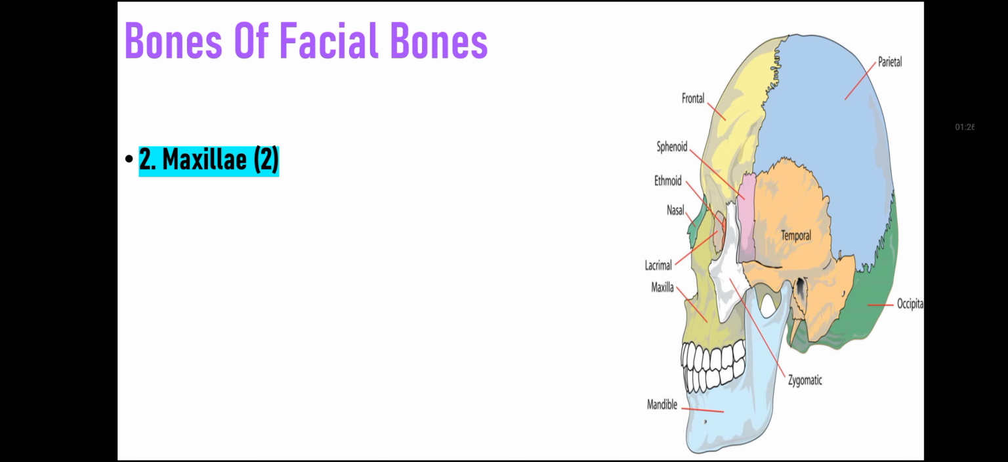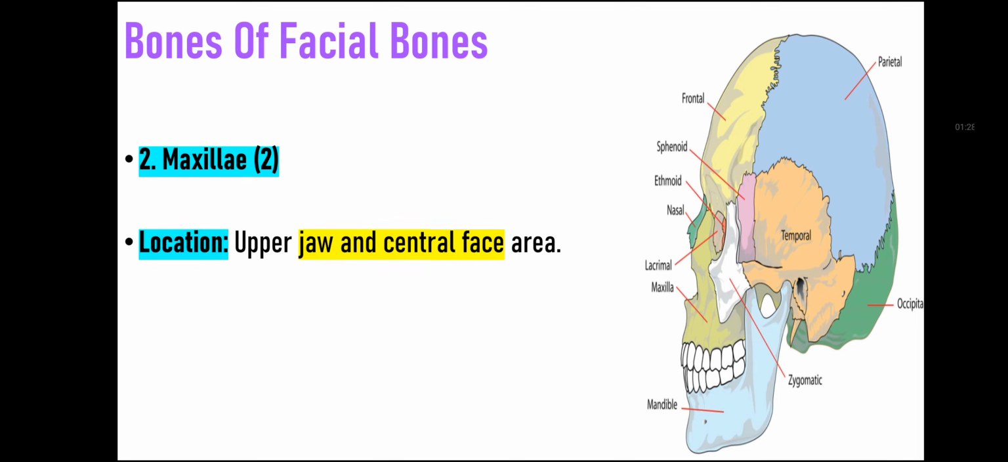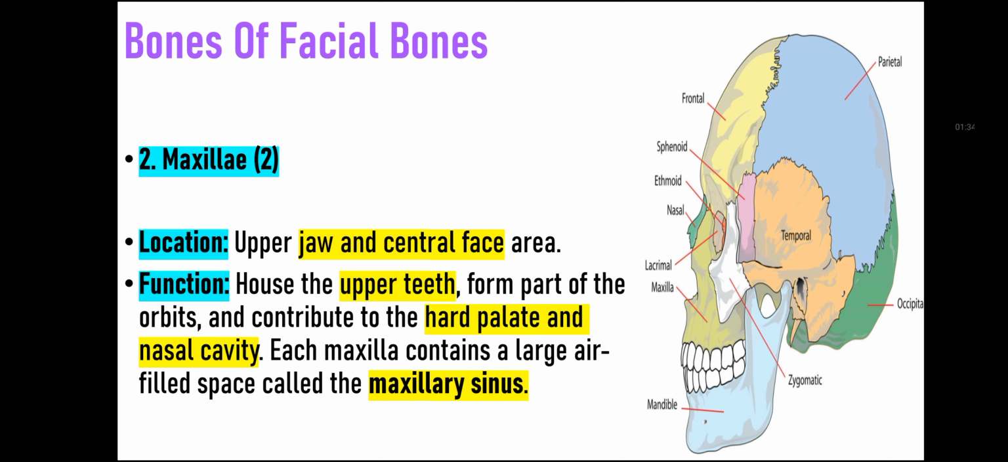Second facial bone is maxilla, that are also the pair bone, that means there are two bones in every skull. And talking about its location, they are at the upper jaw and central face area. Function, they house the upper teeth, form part of orbits, and contribute to the hard palate and nasal cavity. Each maxilla contains a large air-filled space that are called maxillary sinuses.